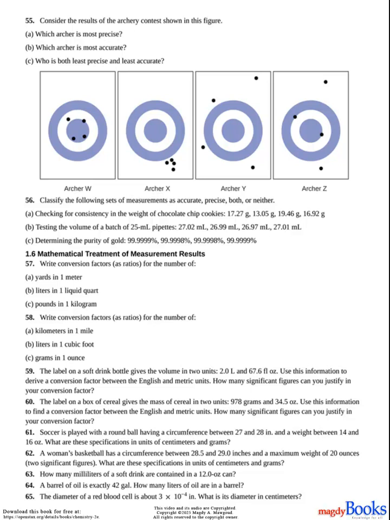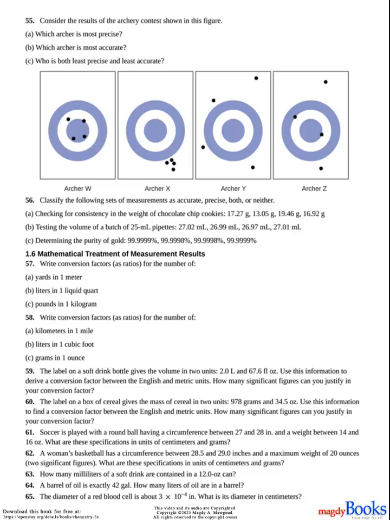61. Soccer is played with a round ball having a circumference between 27 and 28 inches and a weight between 14 and 16 ounce. What are these specifications in units of centimeters and grams? 62. A woman's basketball has a circumference between 28.5 and 29.0 inches and a maximum weight of 20 ounces, 2 significant figures. What are these specifications in units of centimeters and grams?